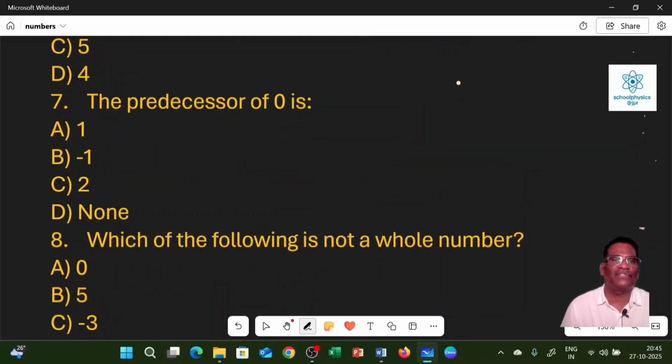The predecessor of 0 is the number before 0, which is less than 0. The immediate number less than 0 is minus 1. So the predecessor of 0 is minus 1. 0, minus 1, minus 2. So here the predecessor of 0 is minus 1.